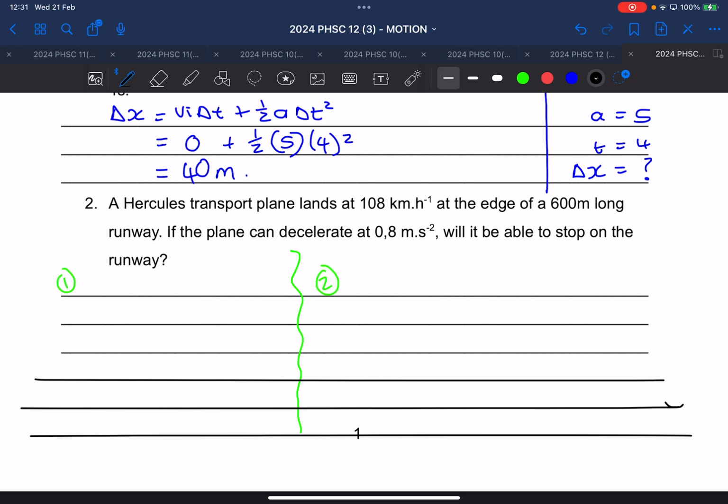Info table. Information that they give us repeatedly. What do they give us? Okay, is what? It says it can decelerate, so it's negative 0.8. So Nomta, more information. Okay, does it say it used 600 meters? Does it say it traveled 600 meters? It just says the runway is 600 meters long.